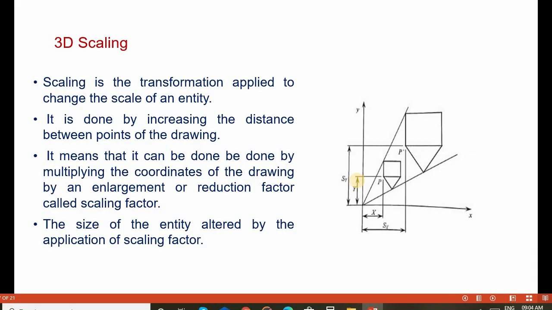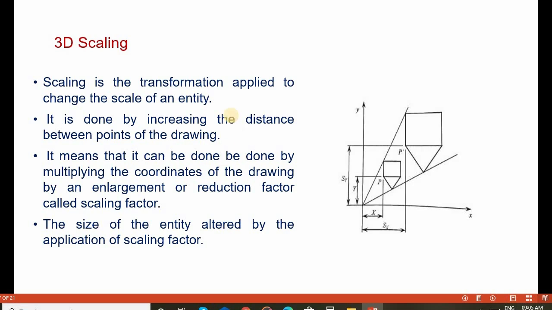Similarly, we can have 3D scaling. Here we have to consider the three axes, x, y and z. The remaining procedure is the same as in 2D scaling. Scaling is a transformation applied to change the scale of an entity. It is done by changing the distance between the points of the drawing. By increasing the distance, we can enlarge the scaled object. Similarly, by decreasing the distance, we can reduce the size of the object.